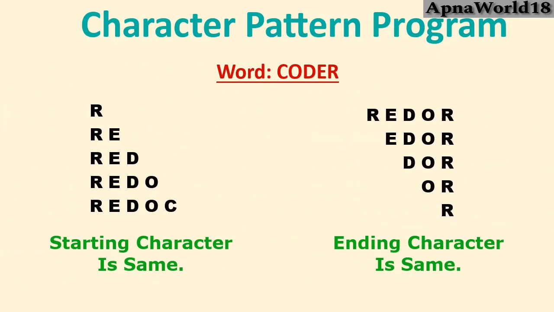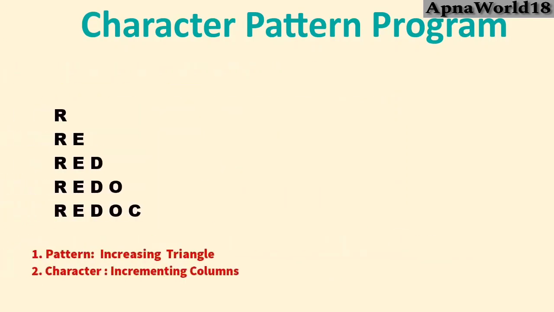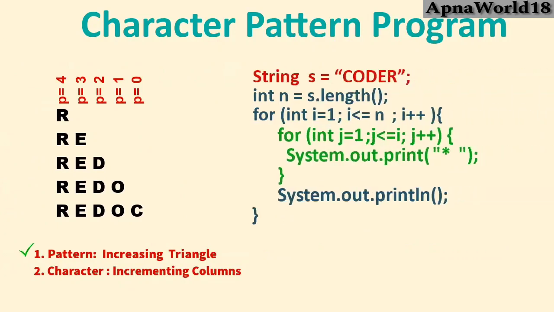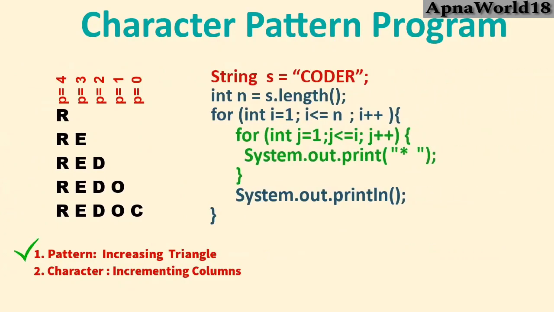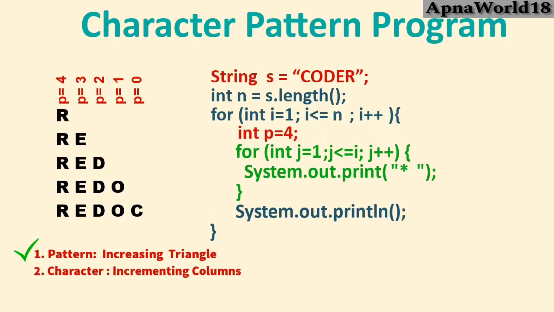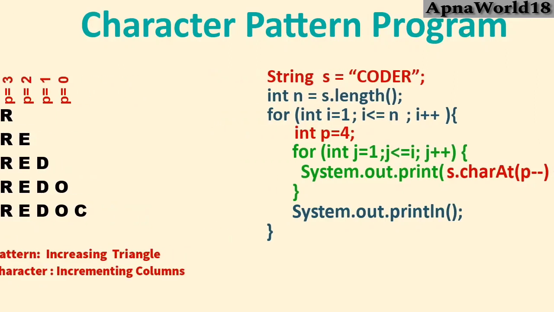Now what if it was a decreasing pattern? Here let's see two variations of the pattern. One is where it is reducing but the starting character or index is the same. The other is where the ending character or index is the same, like this one. How will you handle these two? Now the starting character being the same is very easy and similar to what I showed in the incrementing pattern. You will just set p to the starting index, which is 4 in this pattern, and then replace the star with s.charAt p--. This logic will work for all pattern shapes.